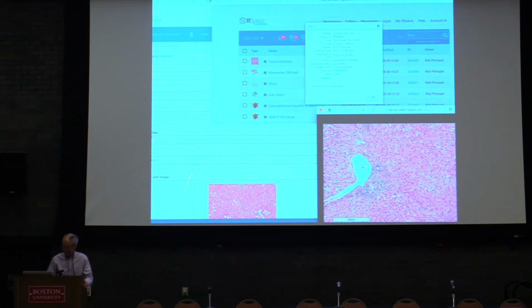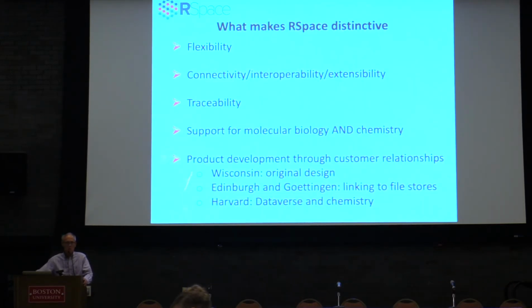So what makes RSpace distinctive, which I think is one of the reasons that it fits in well with the data commons idea, is it's very flexible, which is suited to academic research environments where things often change. Connectivity and interoperability, which I'm going to talk more about in a moment, and traceability, which is very important in terms of both IP protection, identifying who did what, made what contributions, et cetera. And also it has support for both molecular biology and chemistry, which are the two core disciplines which use products like these.